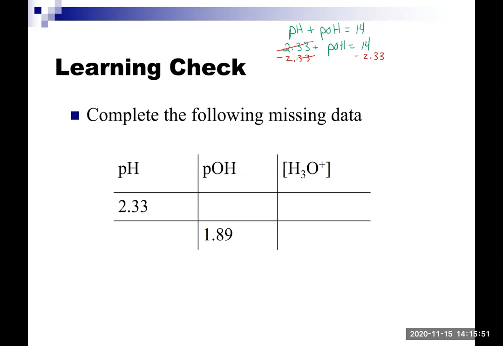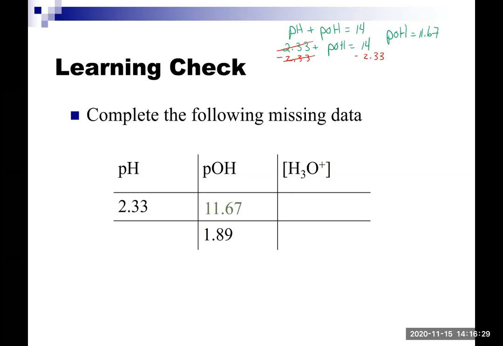And over here, it's going to cancel. Then that's going to give us our pOH. So we have 14 minus 2.33, which is 11.67. We're going to keep 11.67 because we have 2 significant figures to the right of the decimal in the pH, and we want to keep 2 significant figures to the right of the decimal in the pOH as well.